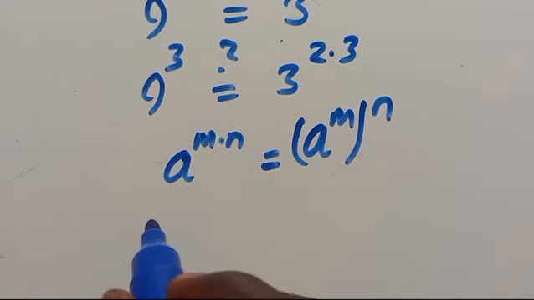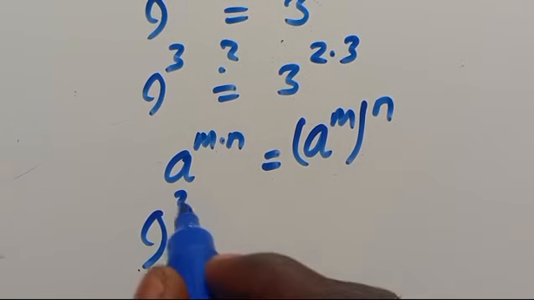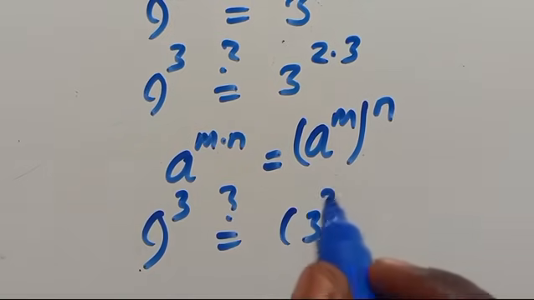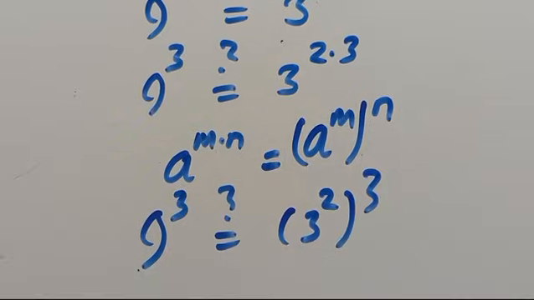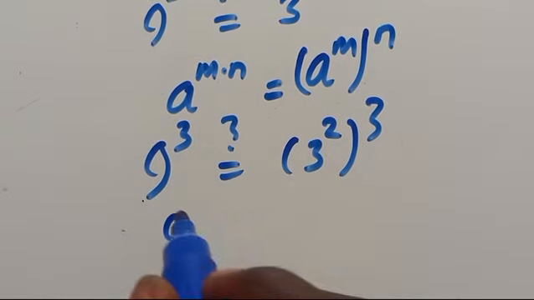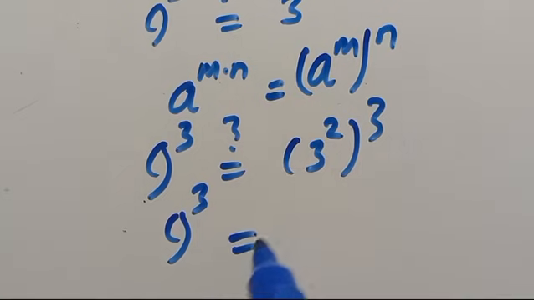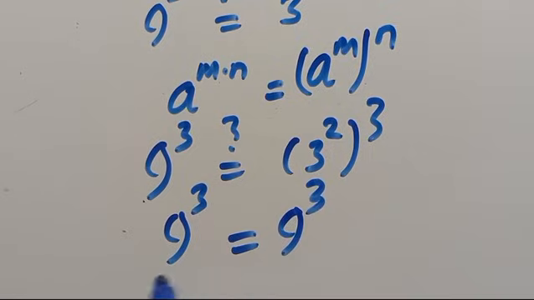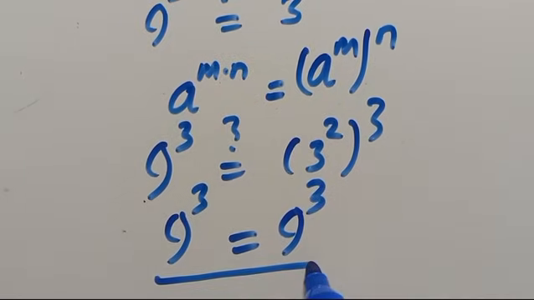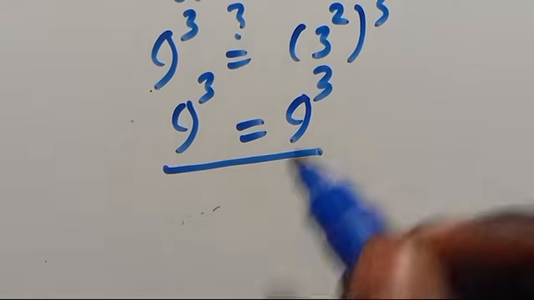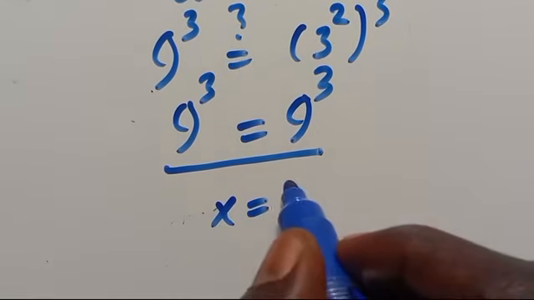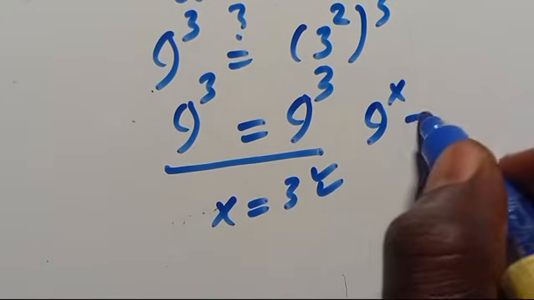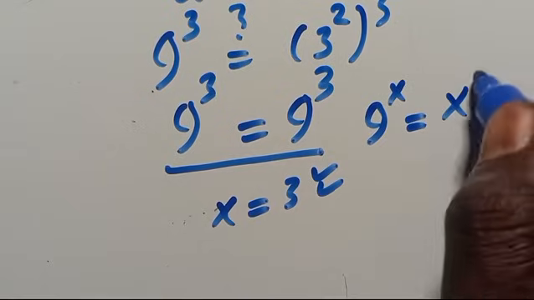So having it here, we have 9 to the power of 3 equals 3 to the power of 2 in parentheses to the power of 3. So we have 9 to the power of 3 equals 3 to the power of 2, which is 9, to the power of 3. So this is equal to this. And so therefore, x equals 3 is correct for this 9 to the power of x equals x to the power of 6.